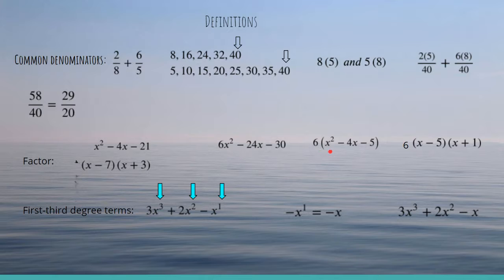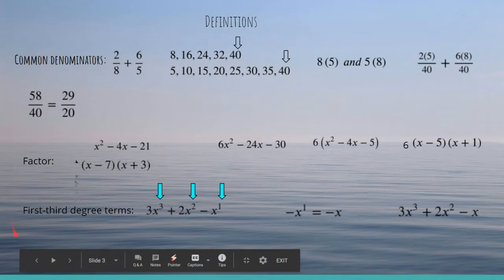Look in the parentheses. We have x squared, and then two numbers that multiply to negative 5 and add to negative 4. So you set up two parentheses. Negative 5 times 1 is negative 5, and negative 5 plus 1 is negative 4. So you're left with 6(x minus 5)(x plus 1), which is the factored version of this equation.